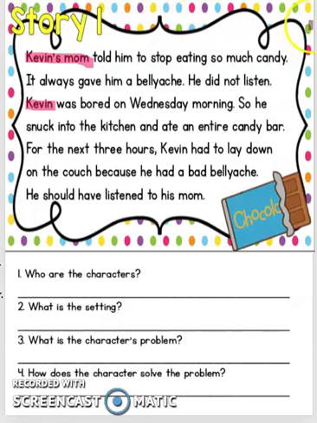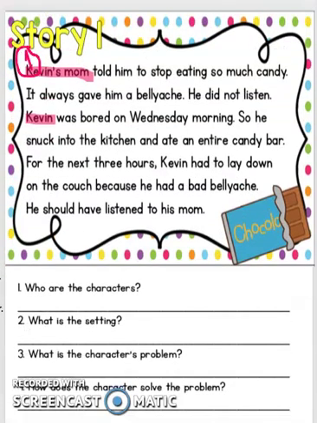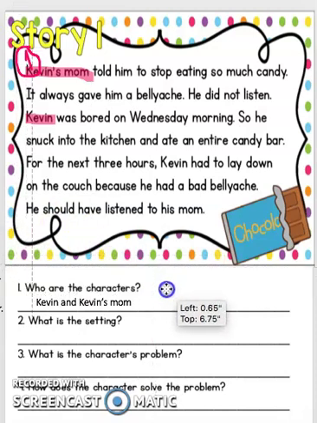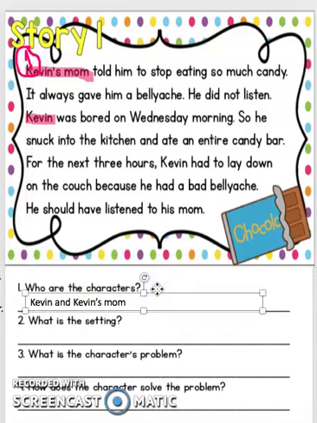And so what I'm going to do is put a number 1 next to where I found the answer, and I'm going to circle it. And then I'm going to put my answer on the line since I already found the answer to the first question. Okay, so here's my answer. Who are the characters? Kevin and Kevin's mom.